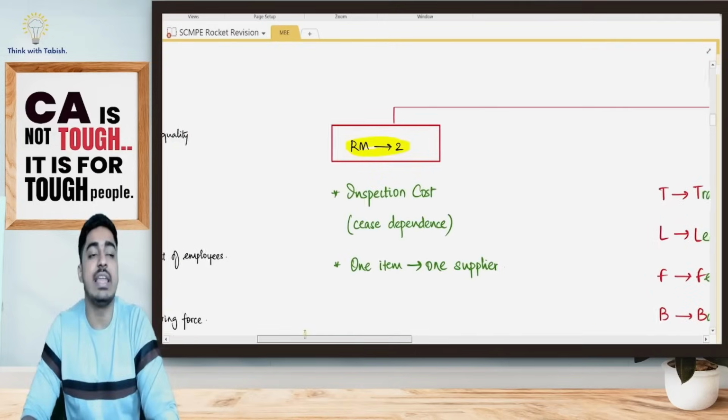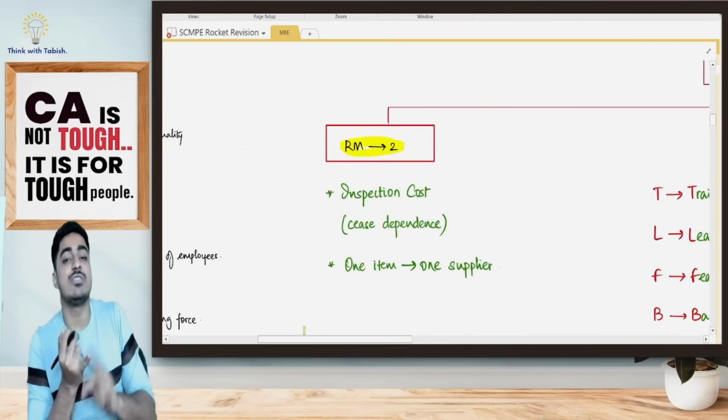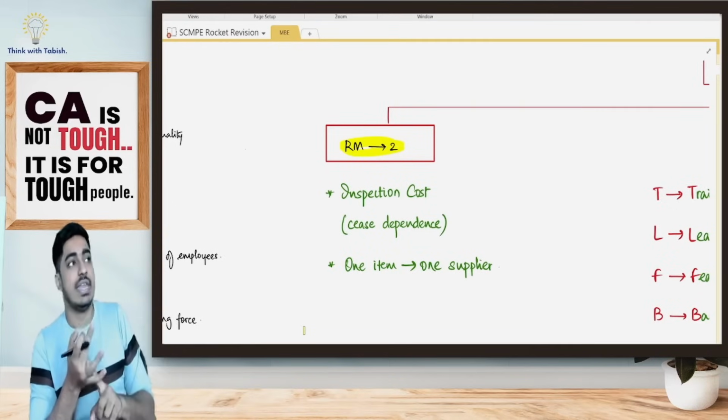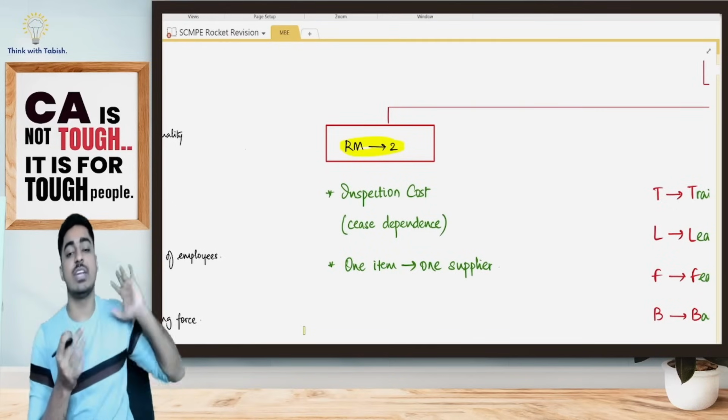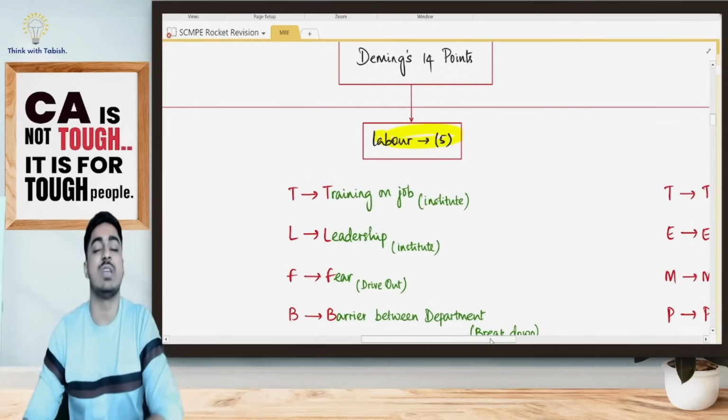Now, raw material I'm buying. How should I buy raw material? Firstly, cease dependence on inspection. Buy perfect raw material so that there is no need for inspection only. Next, one item, one supplier. For one item, there should be one supplier. Okay. Next, labor as well as management.